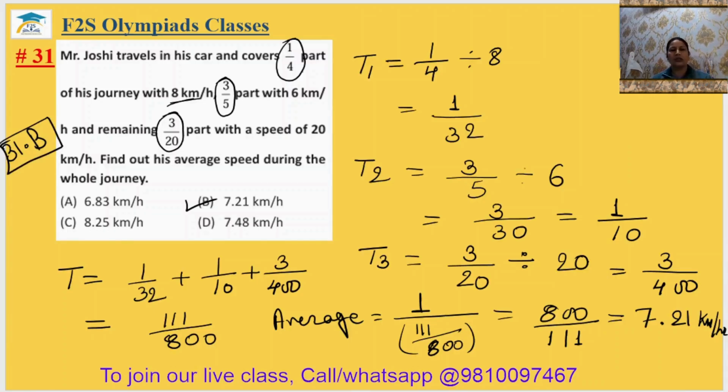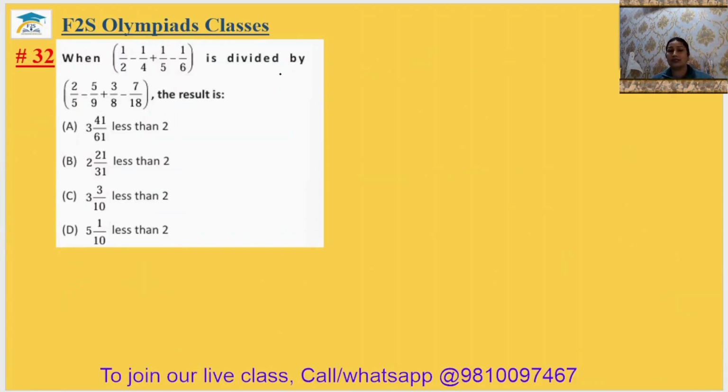Okay. Question number 32. When this is divided by this, the result is... so first calculate this part, part 1.